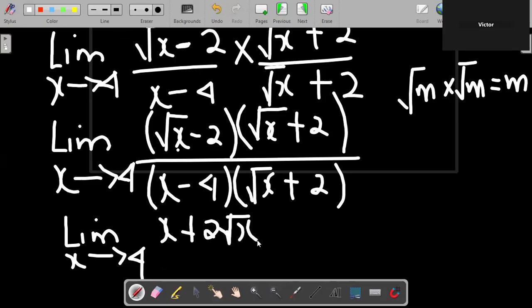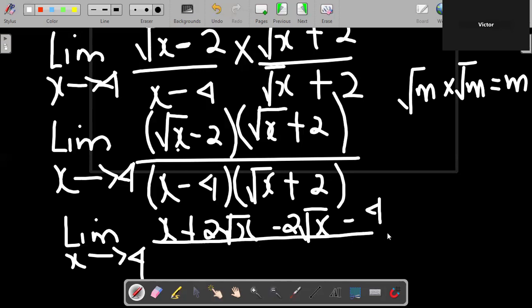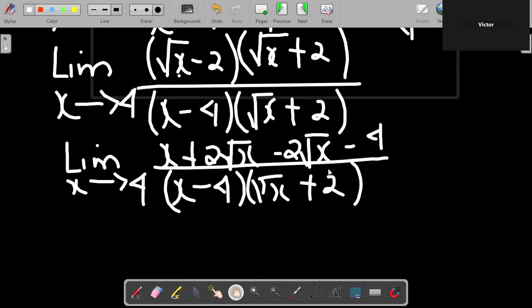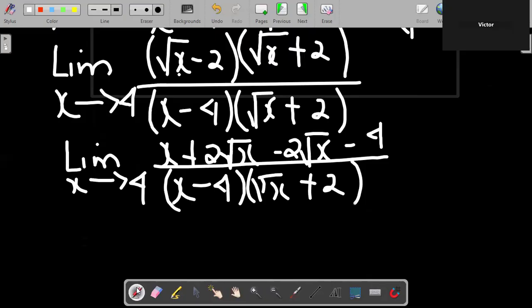Then minus 2 times root x, minus 2 root x. Minus root 2 times minus 2 times plus 2 will give us minus 4 over... I will leave the denominator the way it is, root x plus 2. So let's see what we can do here. You will notice that my 2 root x minus 2 root x is 0. Those numbers will give us 0.